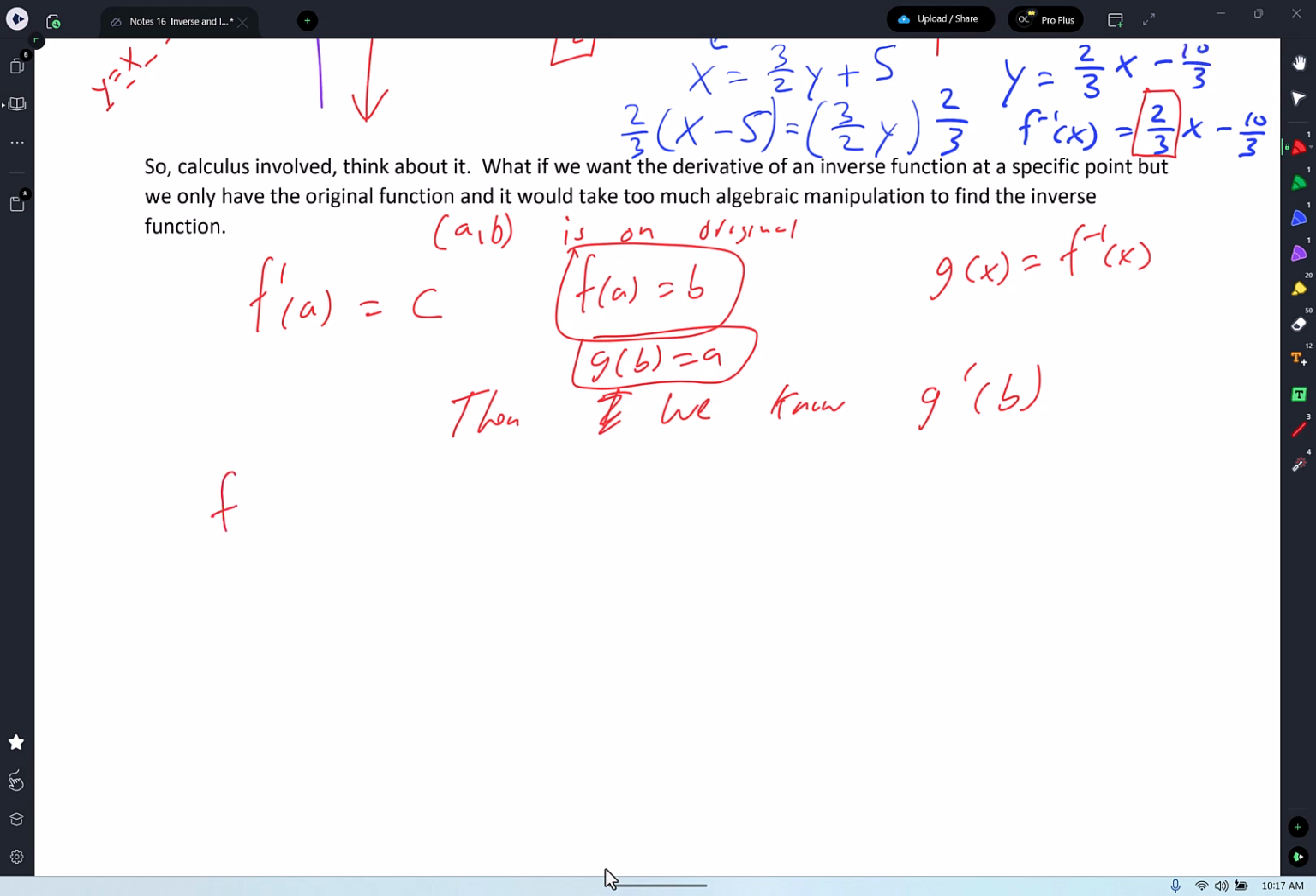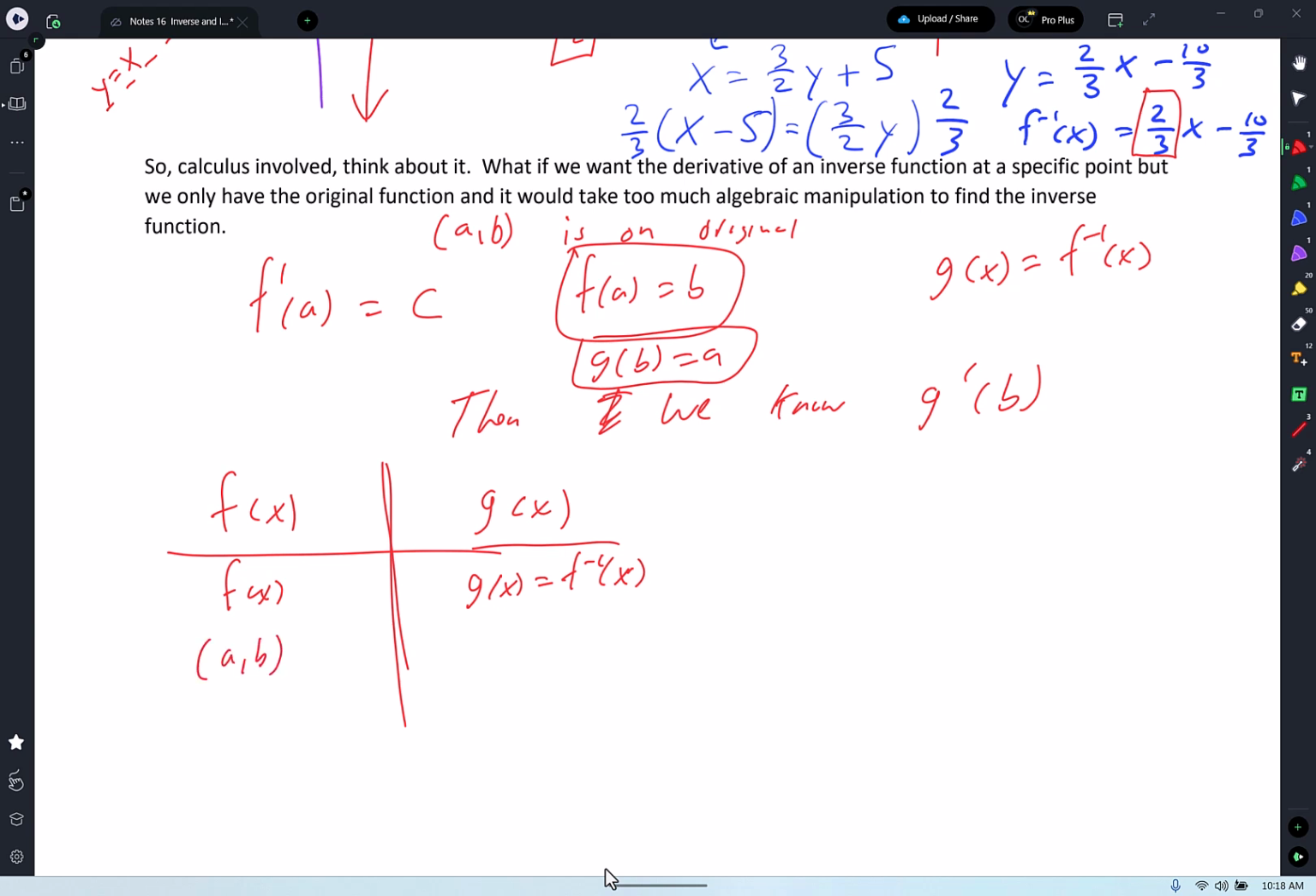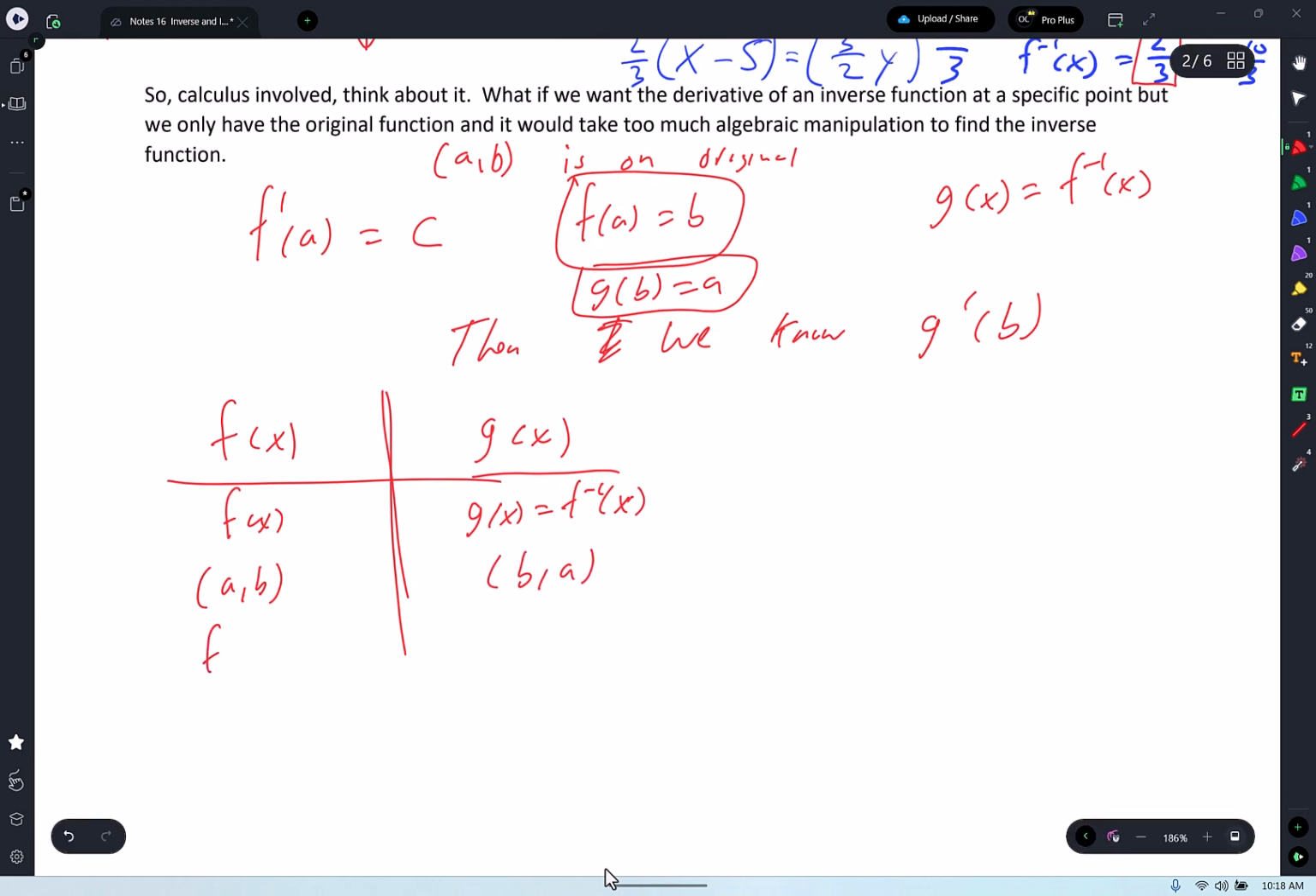Maybe for you guys, it helps to do a table. f of x, g of x. What do I know? I know f of x is the original. I know that g of x is the inverse of f. Yes or no? If I have a point (a, b), that point on g of x is (b, a). So f of a equals b, which means g of b equals a. I'm just flipping the points, x and y, they're inverses of each other.